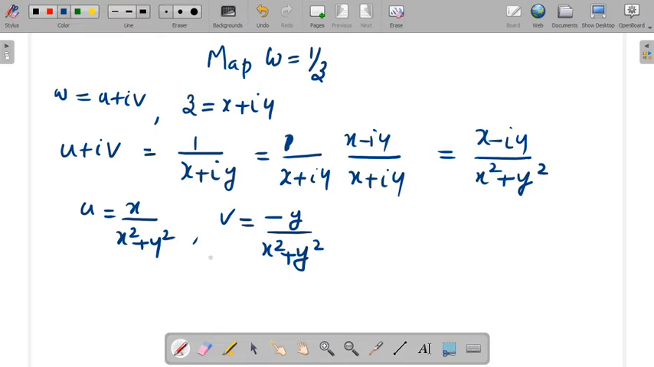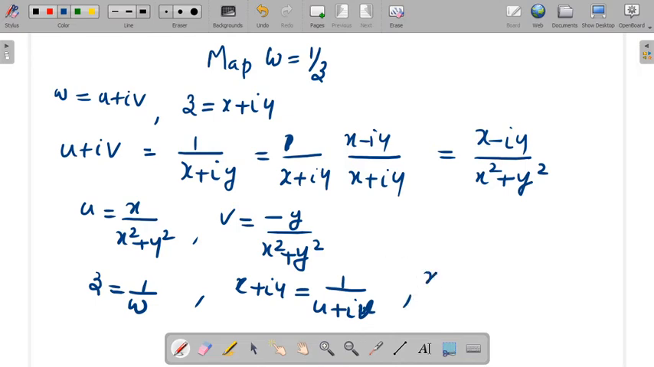And sometimes it will be convenient for us to write X and Y in terms of U and V. That is, you can write this map as Z is equal to 1 by W. So if you want to separate for X and Y, this is X plus IY equal to 1 by U plus IV. If we proceed as we have done here, you can write X is equal to U divided by U square plus V square and Y equal to minus V divided by U square plus V square.